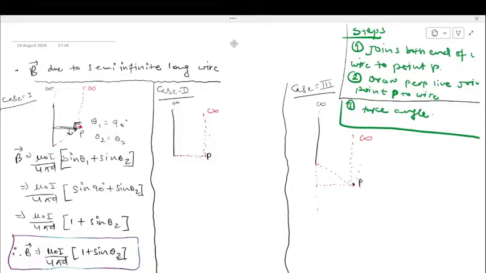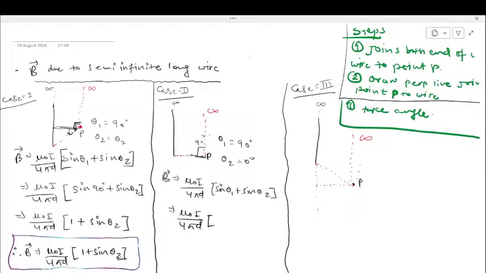For the second case, theta 1 is 90 degrees and theta 2 is 0 degrees. Writing the general formula, mu naught I upon 4 pi d (sin theta 1 plus sin theta 2), the magnetic field is mu naught I upon 4 pi d (sin 90 plus sin 0), and sin 0 is 0, so that is mu naught I upon 4 pi d.